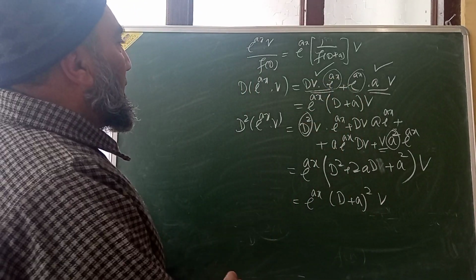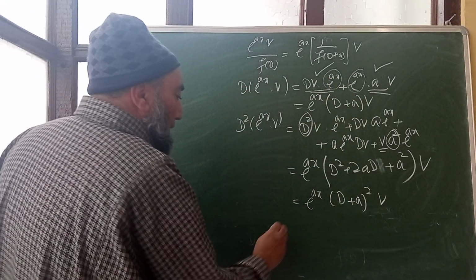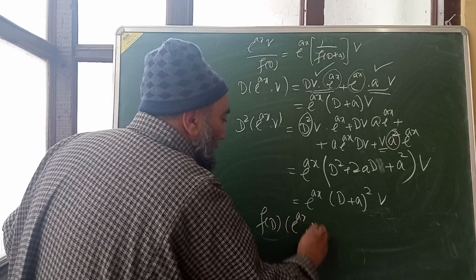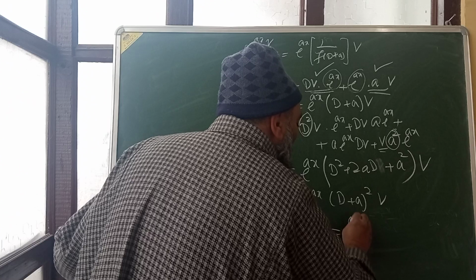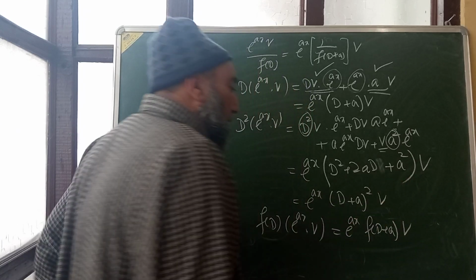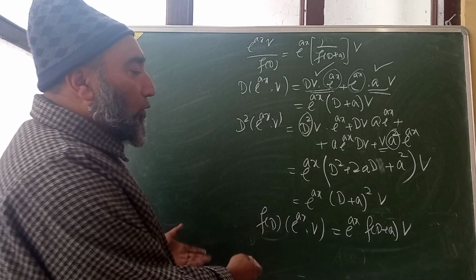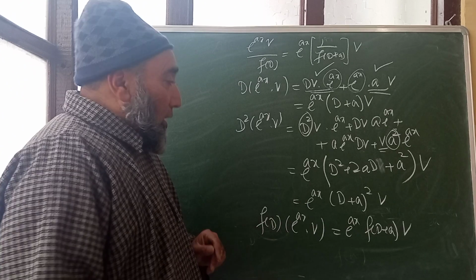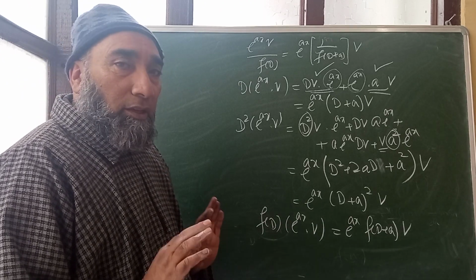So generally, if I have f d operating on e to the power ax into v, then this is equal to e to the power ax f of d plus a operating on v. This I have seen, this I have shown. So I will be using these things in my further lectures. Okay, I think this is clear.